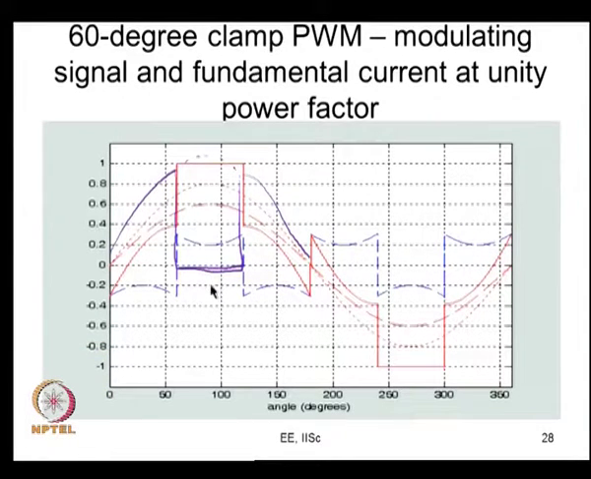So, for unity power factor, the same amount of load current, but the power factor is now unity, you will see that the switching loss is low. The switching loss will be lowest for 60 degree clamp PWM when you are looking at unity power factor. So, as the power factor goes on reducing, or the power factor angle goes on increasing, the switching loss will also go on increasing.